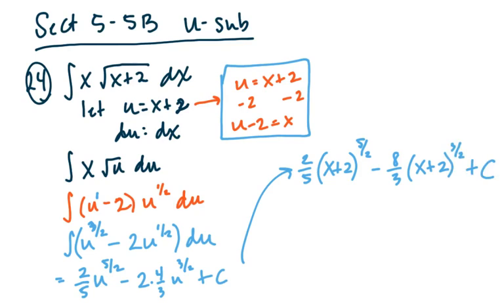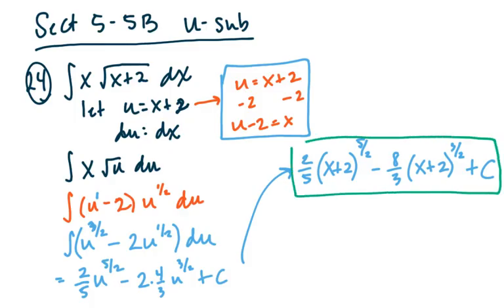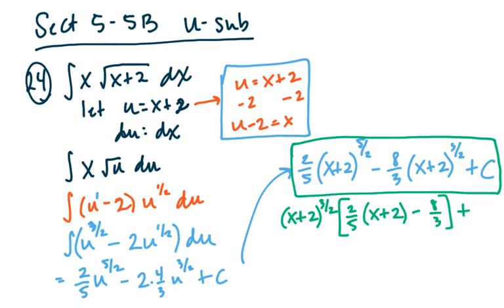Now it's possible to factor back here. This is a great answer. I'm not exactly sure what WebAssign is going to want, but I've looked at it and I think they're okay with that type of an answer. But think for a minute. Let's factor out the x plus 2 to the 3/2 because it's the smallest power over there. So now I have 2/5 x plus 2. 5/2 minus 3/2 is 1, so that's an understood 1, minus 8/3 plus c.